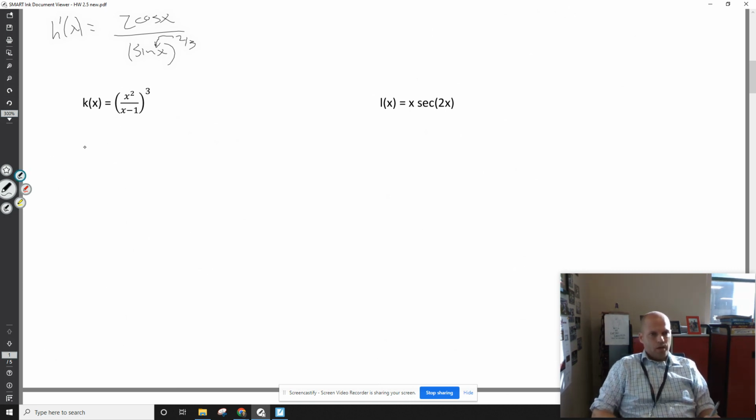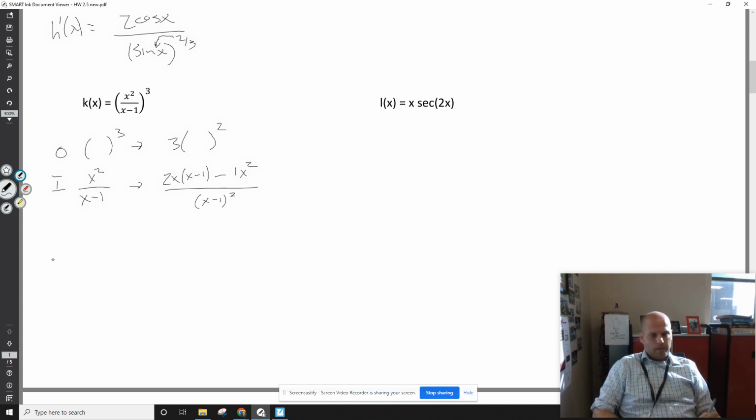Okay, so here we got an outside and an inside. The outside is the cube. The inside is this quotient. So we're going to have to combine our chain rule with our quotient rule, where the derivative of x squared over x minus 1, you have to use the quotient rule: derivative of the top times the bottom, minus the derivative of the bottom times the top, all over the bottom squared.